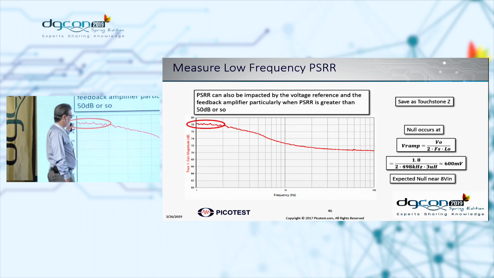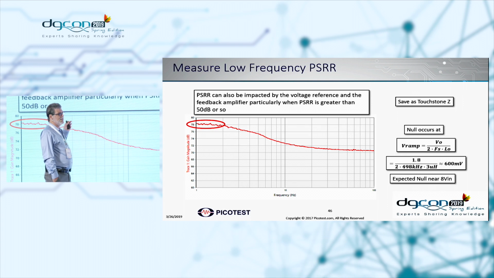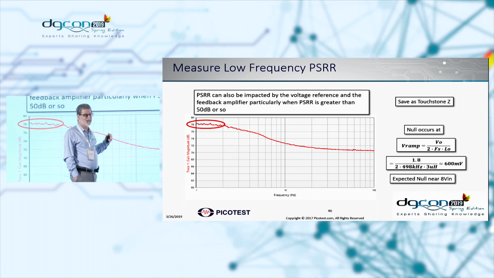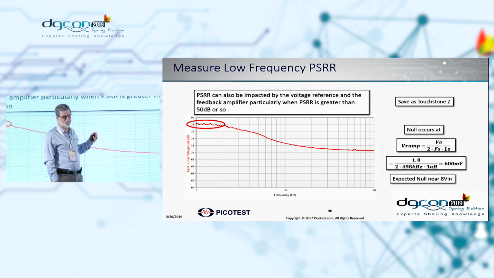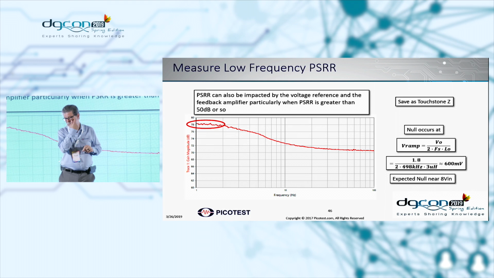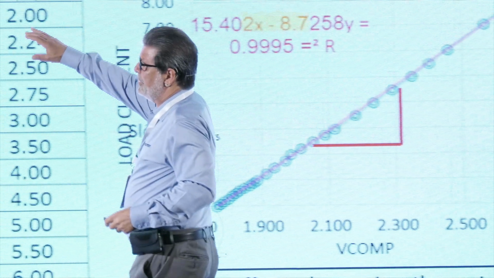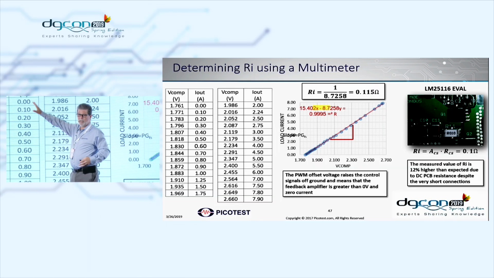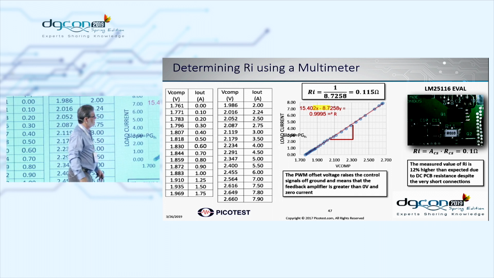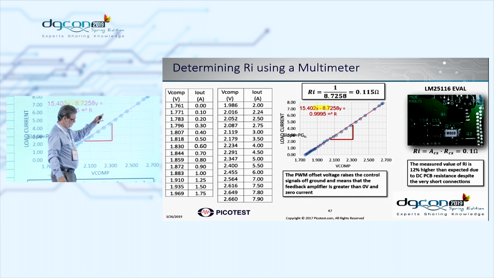PSR can be a little bit tricky. One thing I do need to warn you about is at the low frequency end, very often the PSR is not actually from the controller, it's from your voltage reference. And that's one of the reasons that I like to get more measurements if I can. We were able to measure the DC voltage at different load currents, and I measured lots of points. I didn't need to, but I did. So I could show you this really nice straight line.